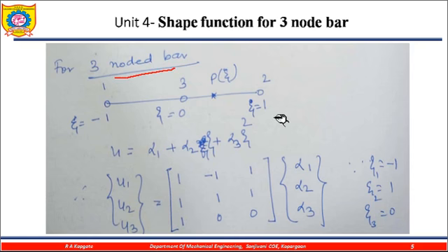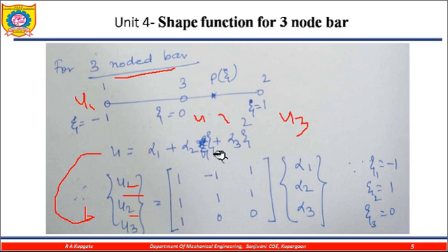Again, now since this is the 3 noded bar, I am writing my u function is equal to alpha 1 plus alpha 2 xi plus alpha 3 xi square. Then convert this linear form into a matrix form. So this is u1, u2 and u3. So again the term is 1 1 1.